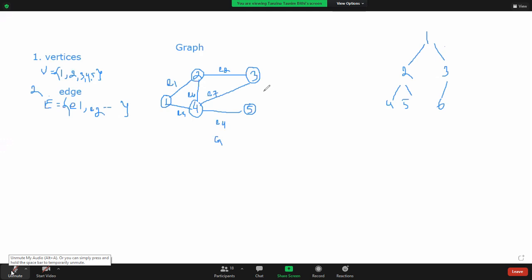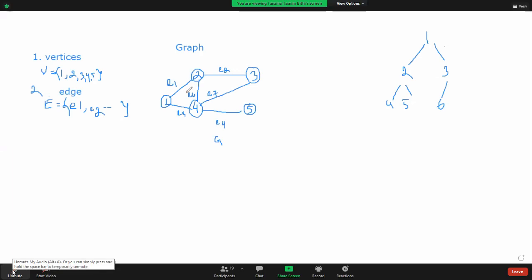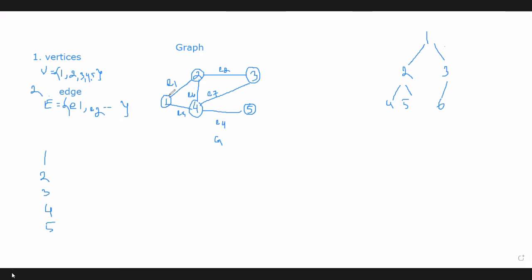Why? Because the condition is that any two nodes need to have a connecting line. There should be an edge between any two nodes. So look at this. How many vertices are here? Total 5 vertices: 1, 2, 3, 4, and 5. 1 is connected with 2. That means there is an edge between 1 and 2. Right? So if there is at least one edge connected with node 1, that means this is a graph.